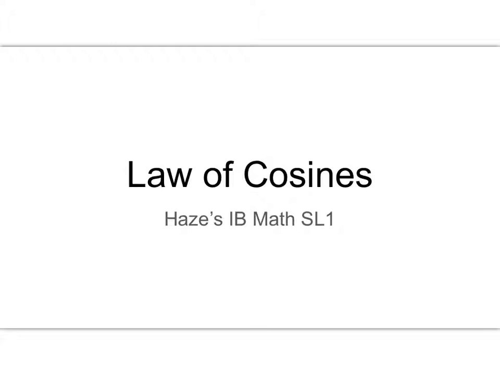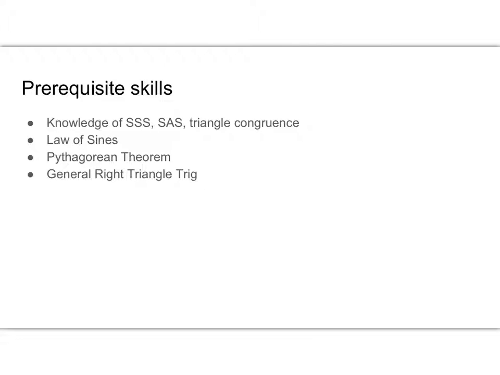Today we're going to talk about the law of cosines. Here are some things that are going to be handy to know about. You should have a knowledge of side-side-side and side-angle-side triangle congruence. And you should have some knowledge of the law of sines since we talked about it for half an hour last class. You should also know the Pythagorean theorem, and you should have a general knowledge of right triangle trig.